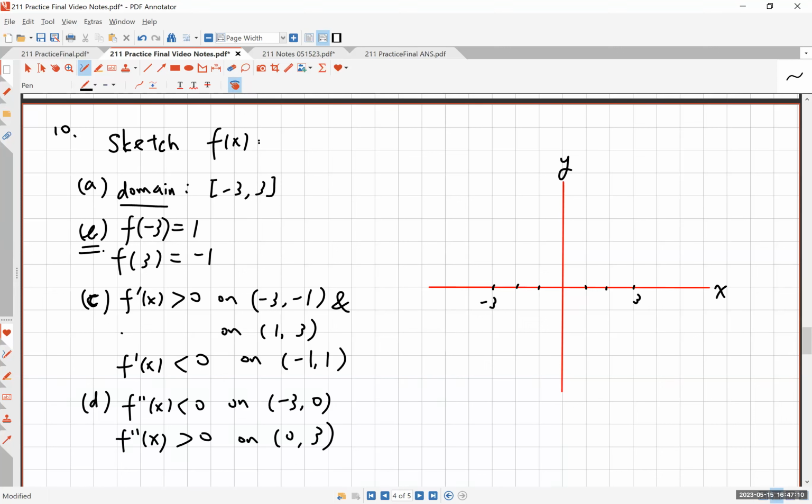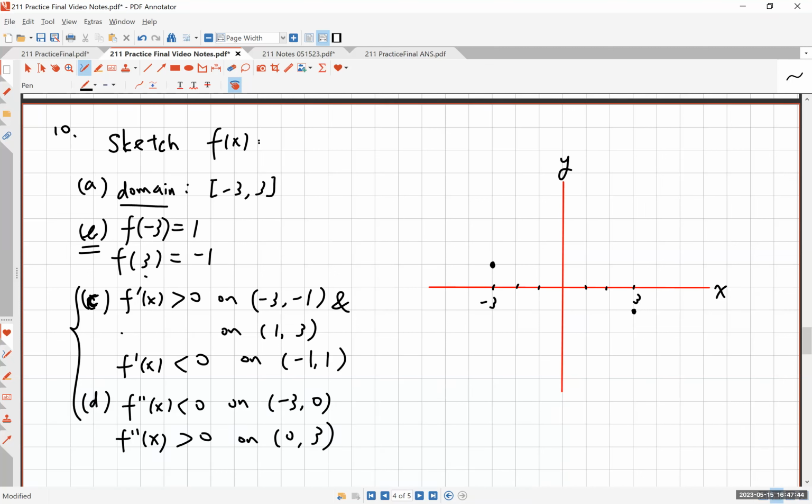Part B is very nice because it gives you at least 2 points. It gives you the beginning and end points of this graph. F of -3 has to be 1, so -3, 1. And 3, -1. These are the 2 endpoints. It doesn't say that the function is continuous, but from everything else here, the first and second derivatives seem to be defined at every single point, and so you know that the function must be continuous.